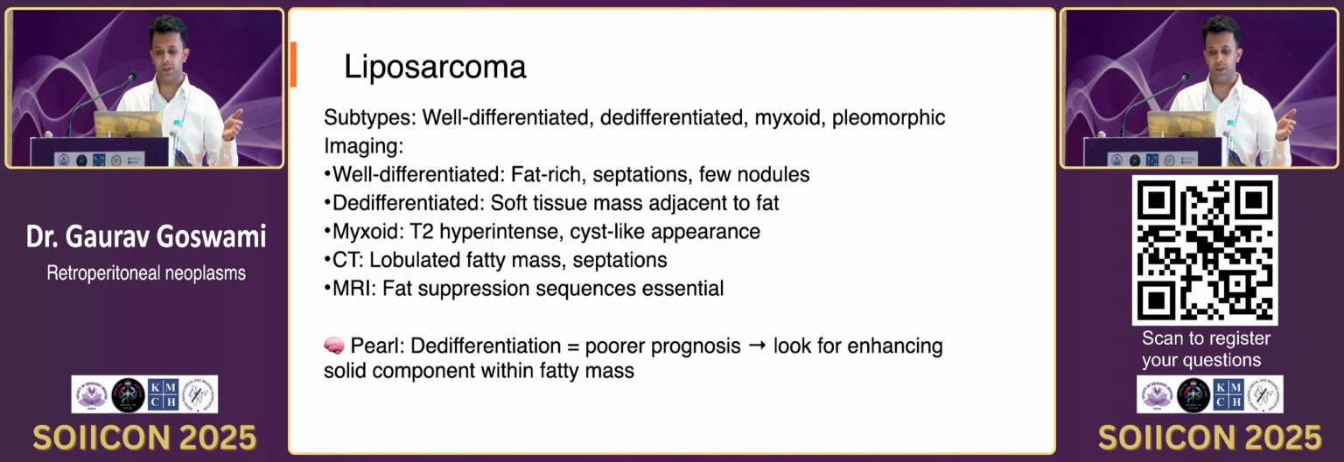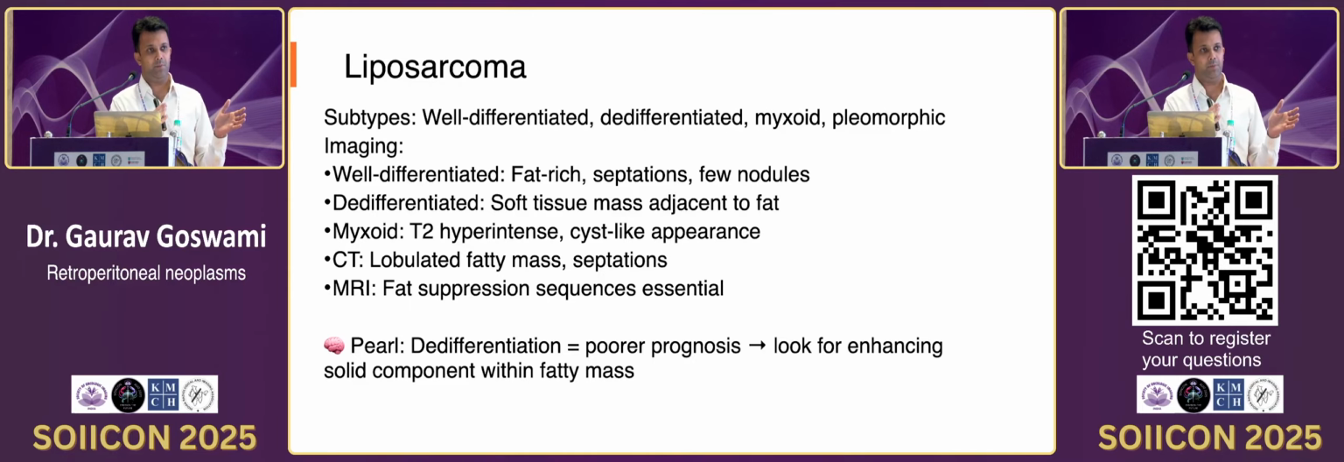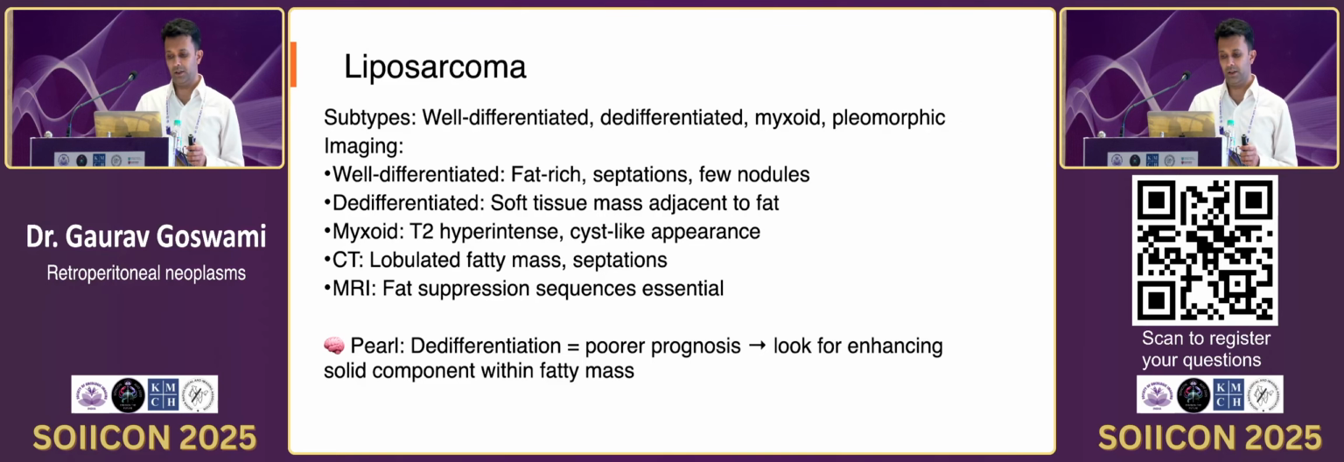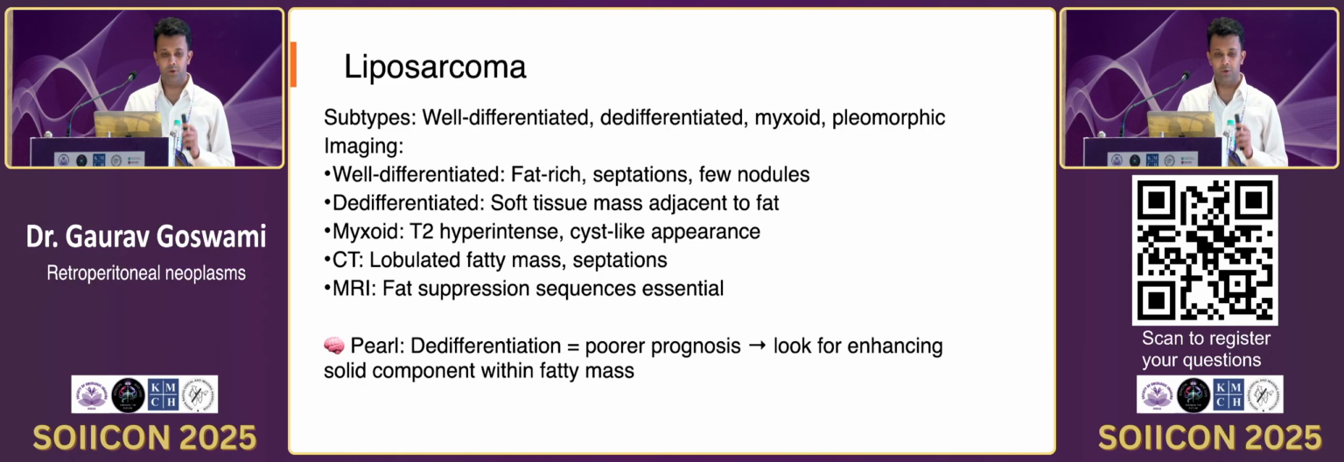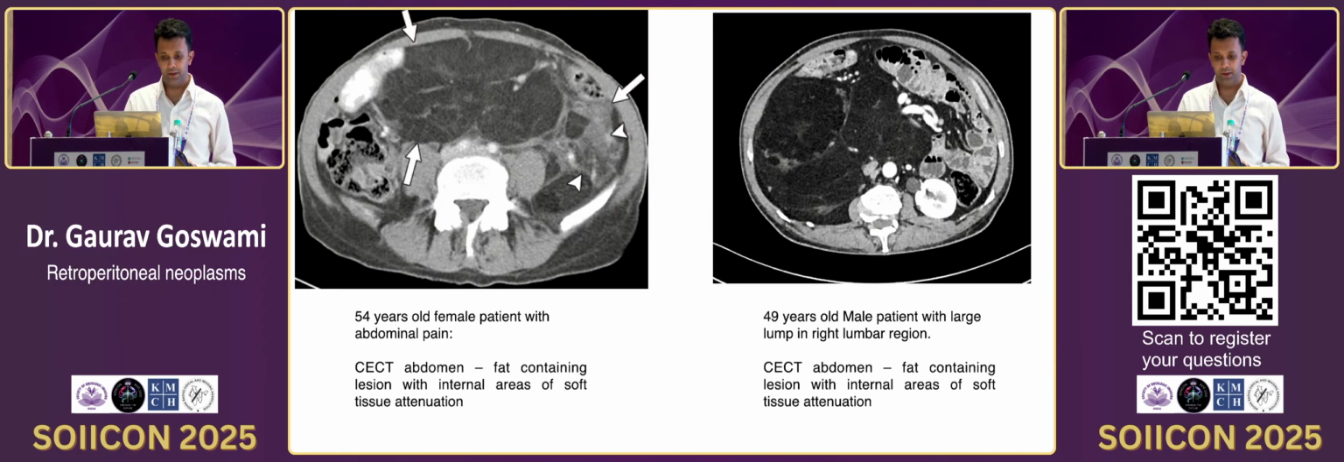De-differentiated, the majority of the time, they show some soft tissue mass-like lesions as well as contrast enhancement. Myxoid shows T2 hyperintensity lesions and cyst-like appearance. The majority of the time CT shows a mass-like appearance with mass effect and displacement of the adjacent organs. The de-differentiated part has a poor prognosis. So look for the solid enhancing component within the fatty lesions.